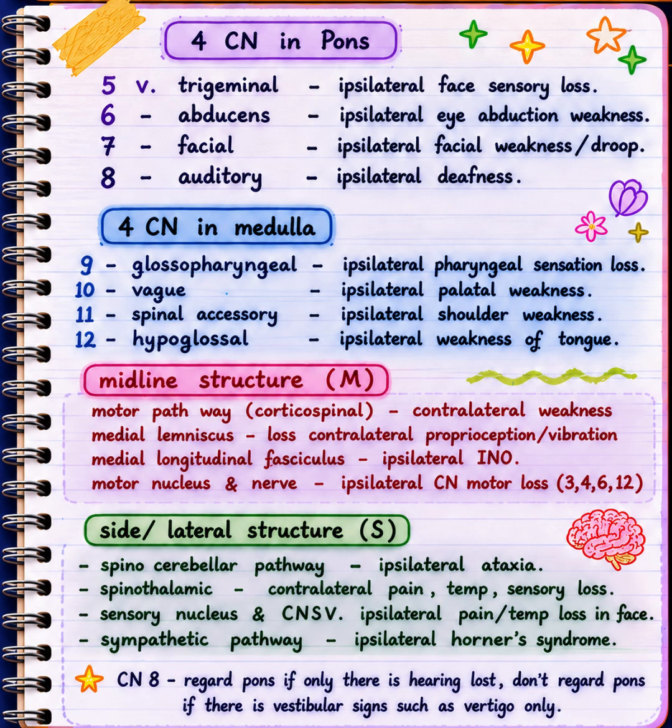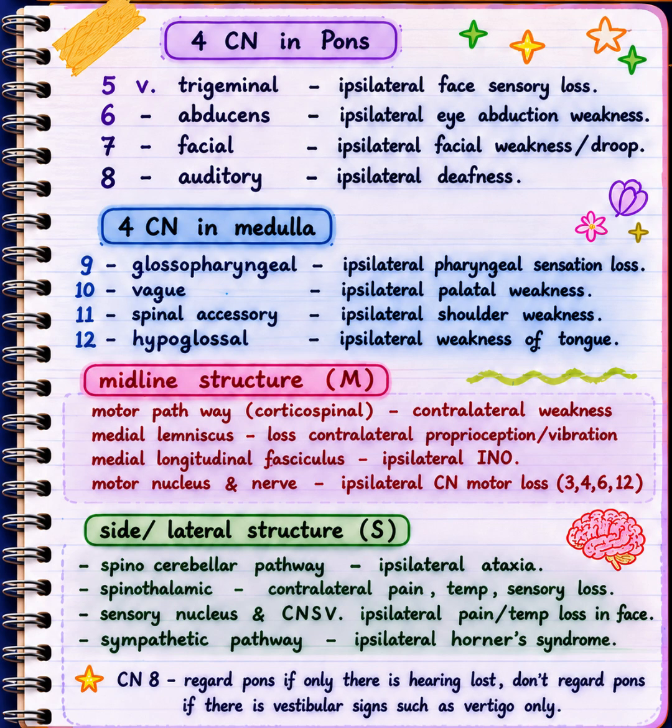And also, if there is a motor nucleus involvement, we will have to recall what the motor nuclei are. Motor nuclei are the nuclei that exist in the midline, right? The ones in the midline are the numbers that can be equally divided by 12, so it is 3, 4, 6, and 12. If there is a 3, 4, 6, or 12 lesion, we will assume this is a midline structure.